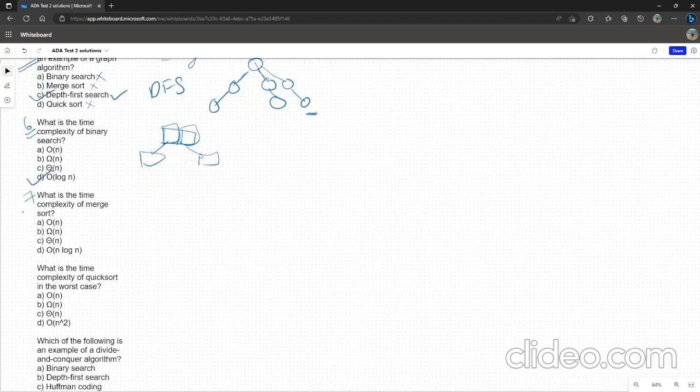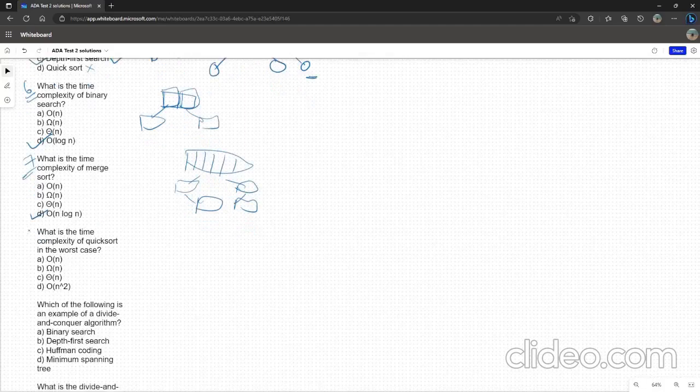The seventh question is, what is the time complexity of merge sort? When we perform merge sort, we have a large array of numbers. We first divide them into single elements and then combine them. So we will have to traverse them and then combine them. It will be O of n log n.